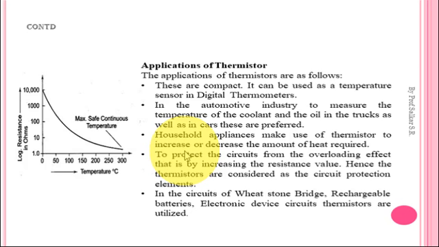And there are only two disadvantages of thermistors. That is, they cannot work in too hot or too cold a climate. If the surrounding temperature of the thermistor is too hot or too cold, they cannot work. And second is the non-linear response of the NTC type. So this is all regarding the thermistor type of transducer.